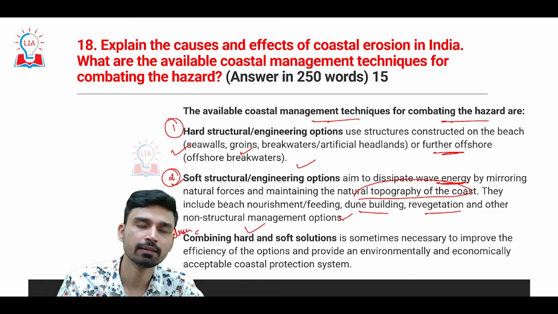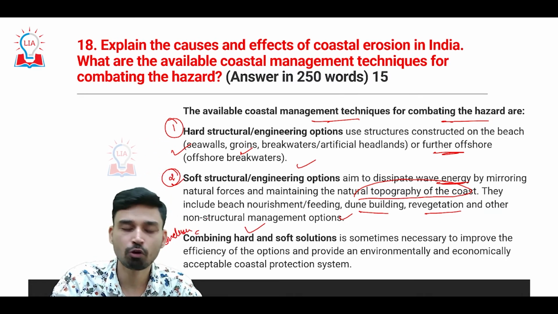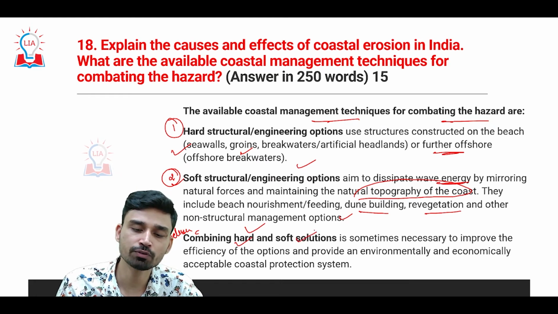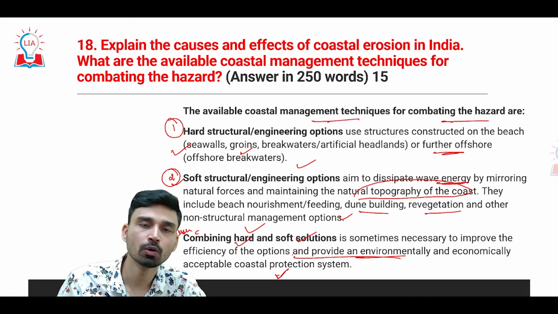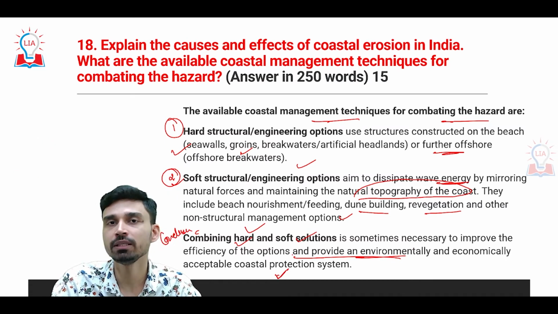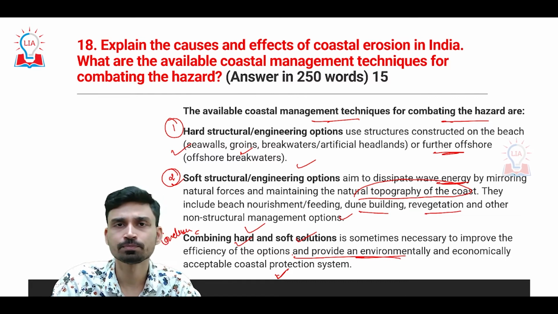In conclusion, you can say that the best way forward is to combine both the hard and soft solutions to improve the efficiency of the options and also provide an environmentally and economically acceptable coastal protection system. So this should have been the proper framework of your answer.